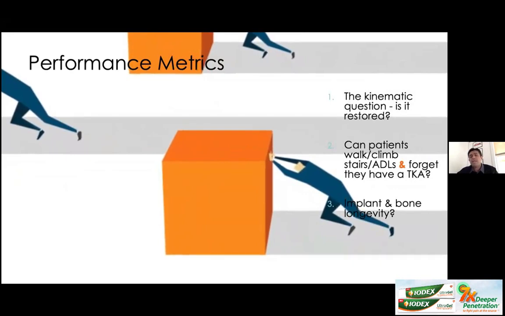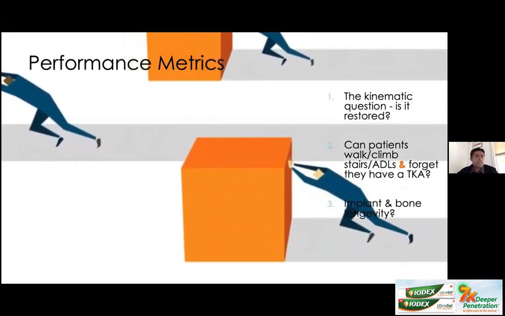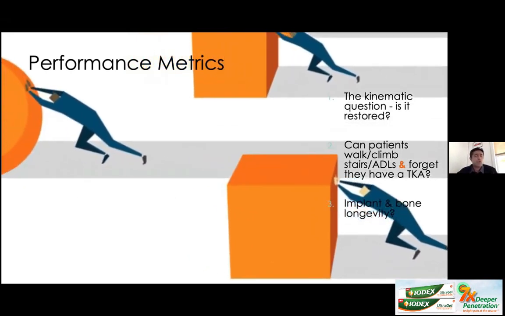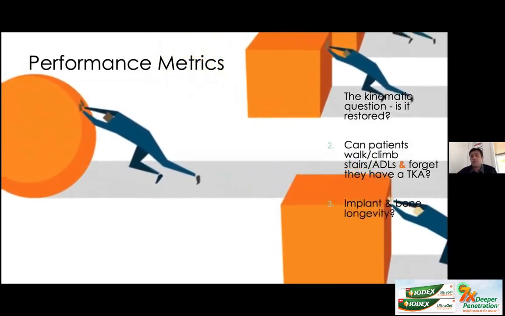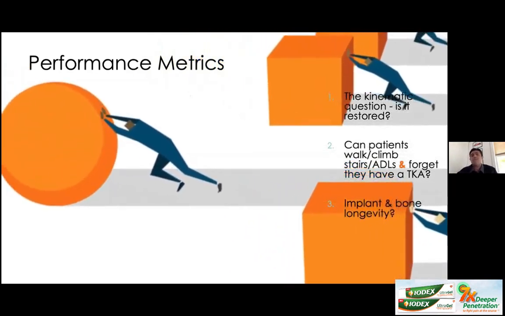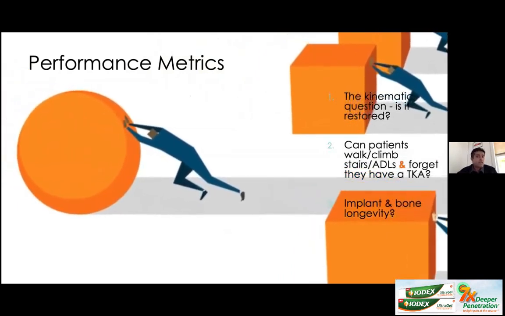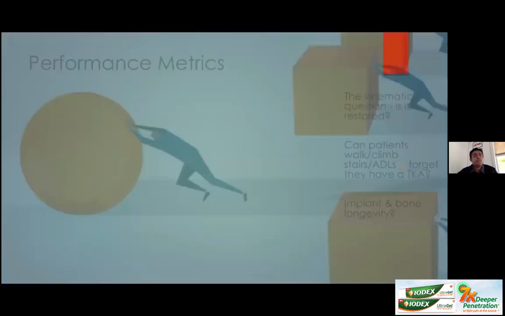The second thing is, can patients walk, climb stairs, perform their activities of daily living better? And most importantly, do they have a forgotten joint score that is high? So a higher forgotten joint score means that you forget that you have a total knee arthroplasty. And finally, what is the effect on implant and bone longevity? Alignment variations, putting an implant in 10 degrees of varus, what does that do to the actual polyethylene and what does that do to the underlying bone? So these are some things we have to critically assess for the various different implants that I mentioned and the alignment types that I mentioned.